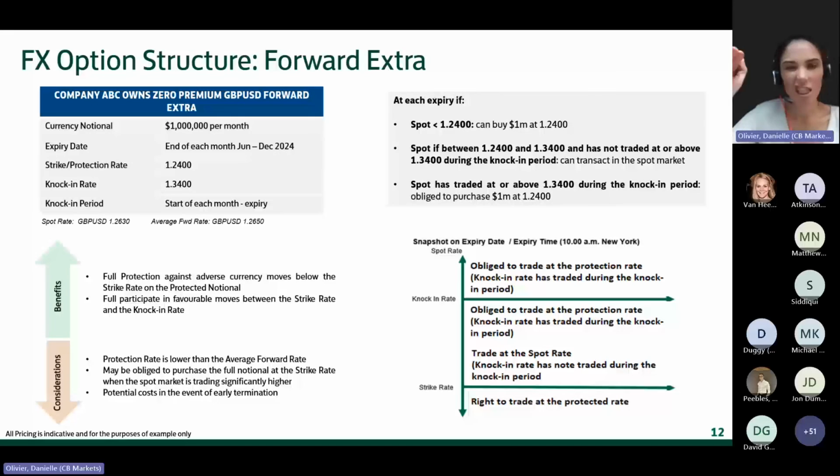So unlike a cylinder where you're just capped at that 1.34, the forward extra knocks the company back down to a rate of 1.24. So essentially you may be in the scenario where spot market is trading significantly higher at 1.34, 1.35, 1.37, but you are then obliged to transact at 1.24. However, you do have that participation from 1.24 all the way up to 1.34, and you are fully protected from moves down below 1.24. Any questions on the forward extra?